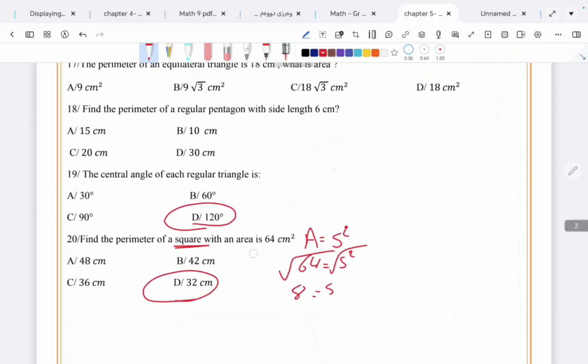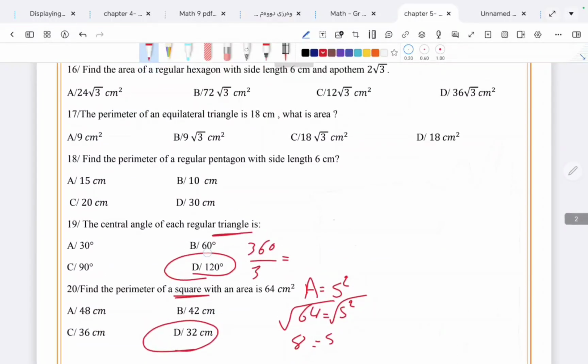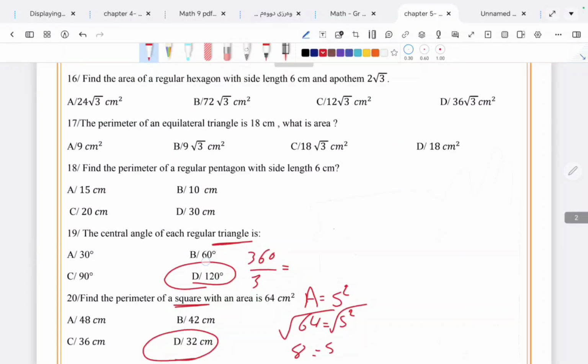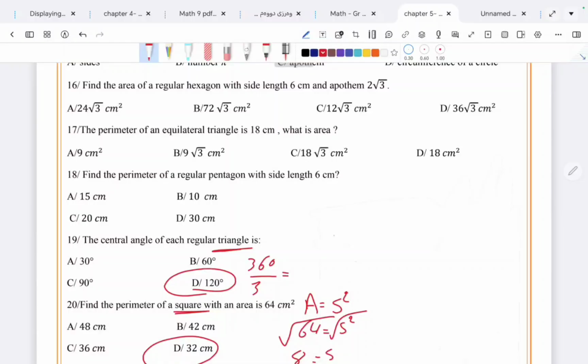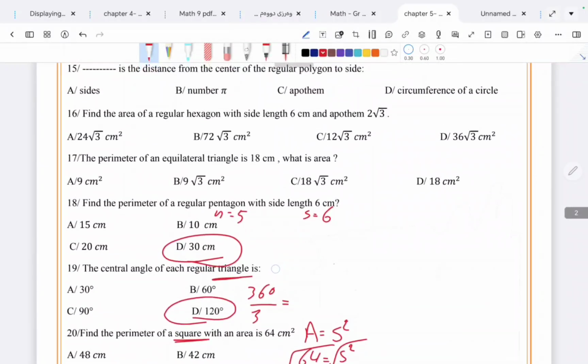The central angle of each regular triangle is what? It is 120. Why? Because it's 360 divided by 3. Triangle, n equals 3, so it will be 120. Find the perimeter of a regular pentagon with a side length of 6. Again, n equals 5, s equals 6. Multiply them, equals 30.